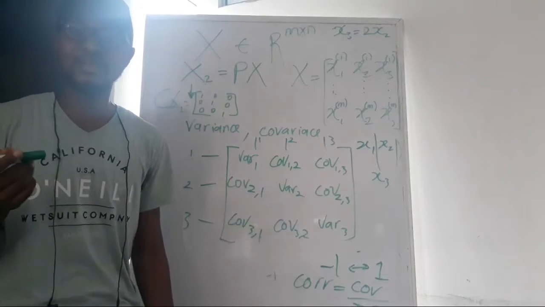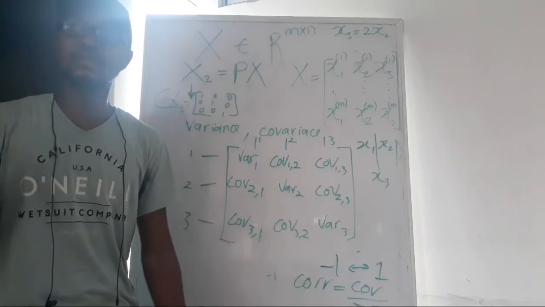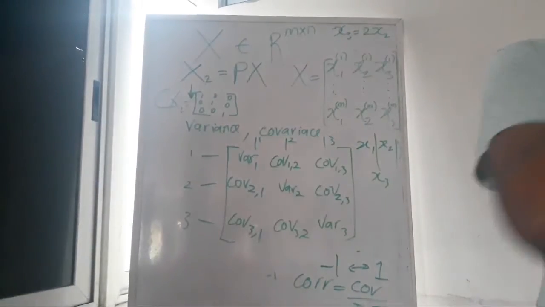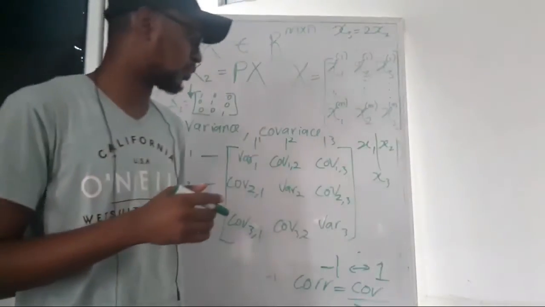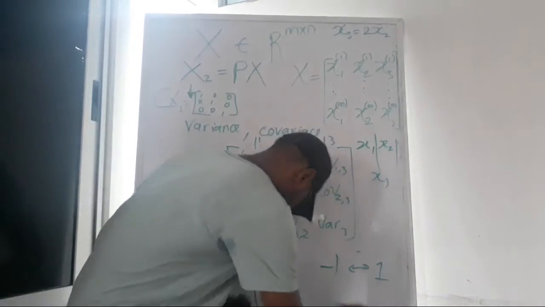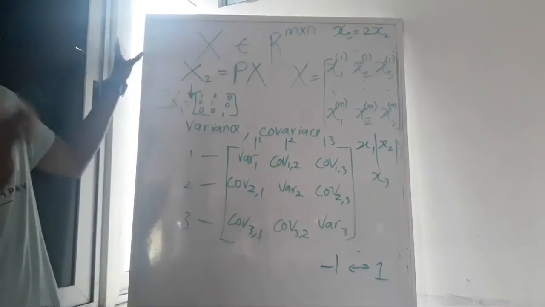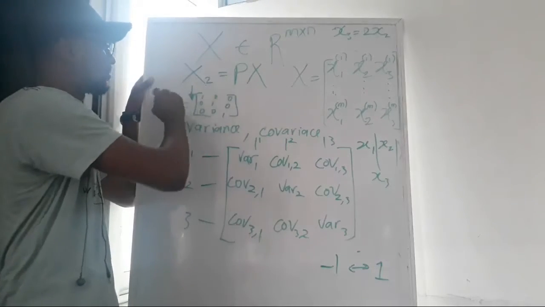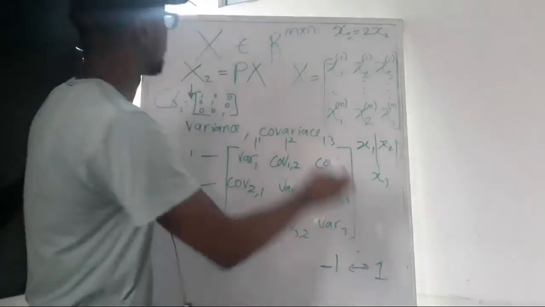So what you get for your correlation must range between -1 and 1, while covariance is not normalized. Okay, so we were here, right? The aim is to find the P that will satisfy this condition. Okay, so let me clean this.